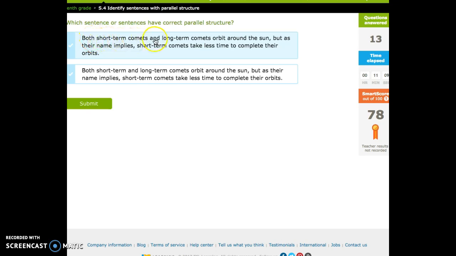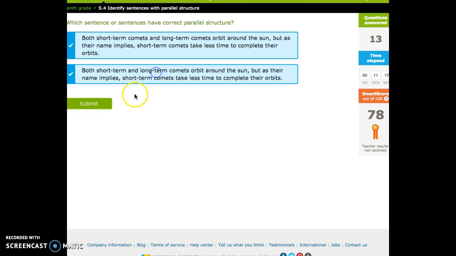Both short-term comments and long-term comments. Great. Both short-term and long-term. The thing after both is short-term, the thing after and is long-term. They match.